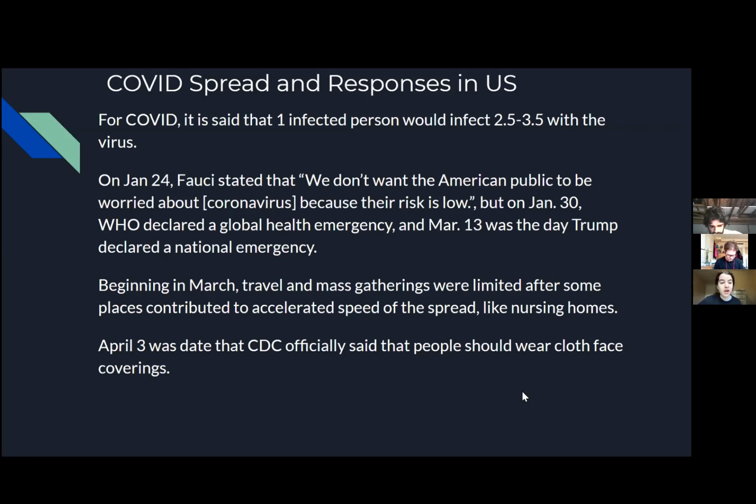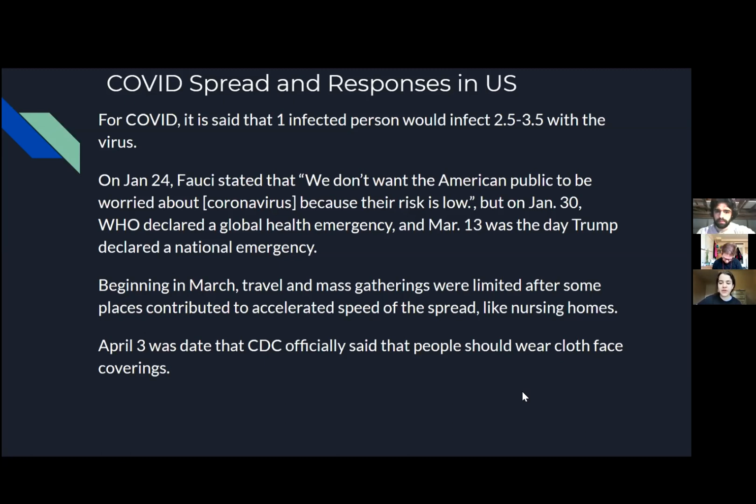On January 24th, Fauci said that we don't want the American public to be worried about coronavirus because the risk is low. But on January 30th, a global health emergency was declared, and March 13th was the day Trump officially declared a national emergency. Large gatherings like church services led to the spread of COVID in the US. Different professional and social events led to the spread as well, like Mardi Gras in Louisiana, an international conference in Boston, and the introduction of COVID in nursing homes in particular had damaging effects.